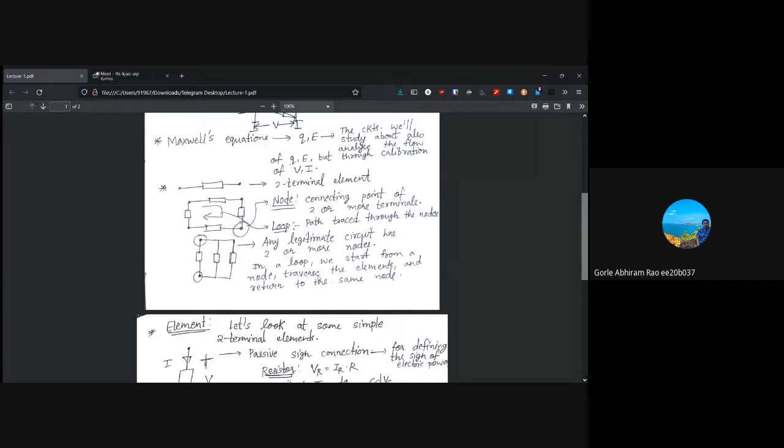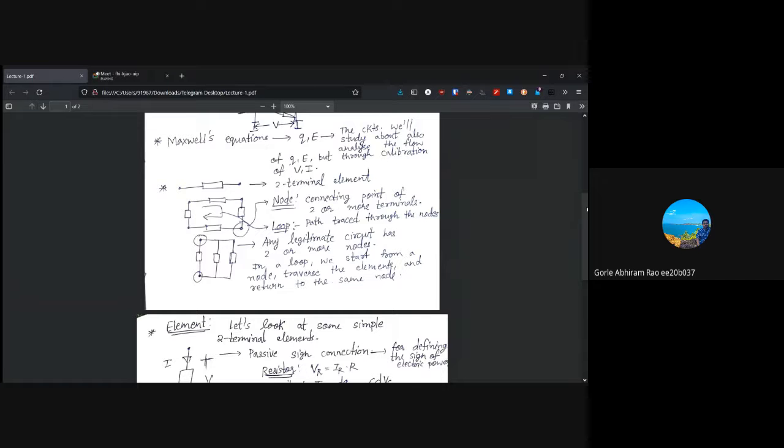Now we've already looked at what a node is, and I guess you already know what a loop is. But to formally define it, we can say that it is a closed path that we trace through the nodes in our circuit. As in, we start from a particular node, then we traverse through the elements or nodes in the electrical circuit, and then we end up at the same node. That is what a loop is, a closed path which traverses through the nodes or elements in the circuit.